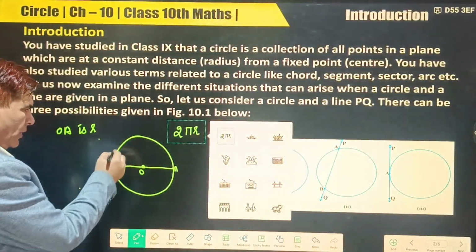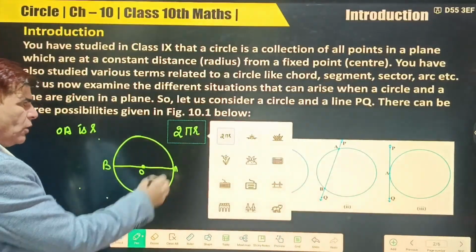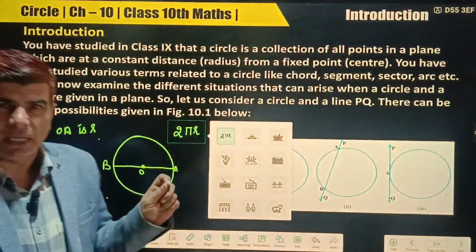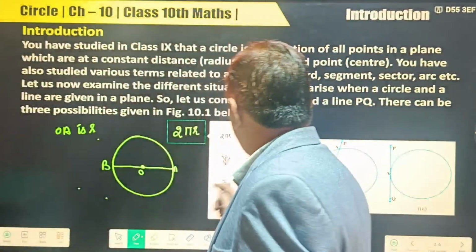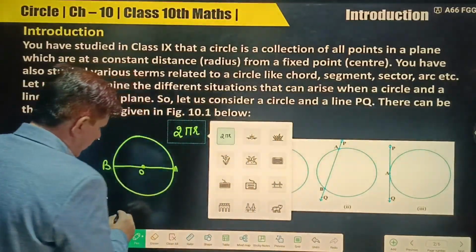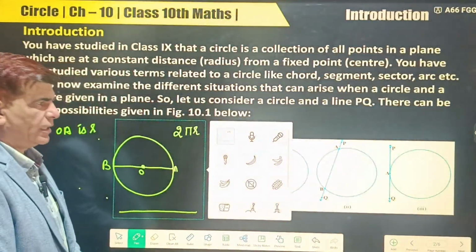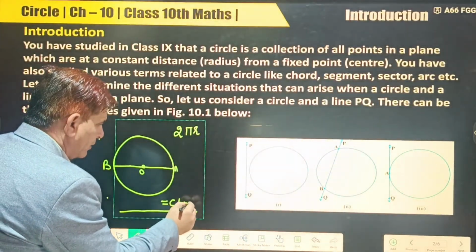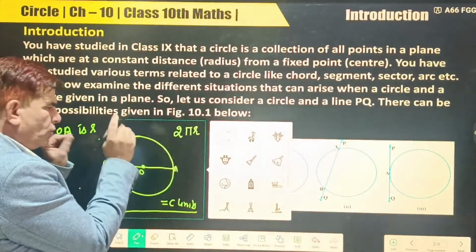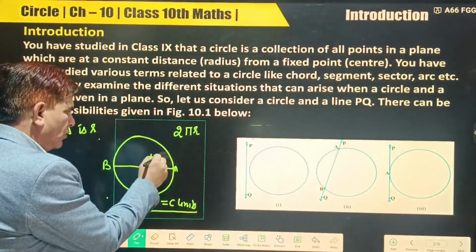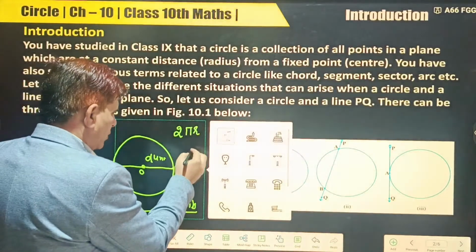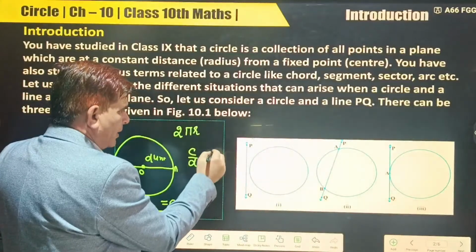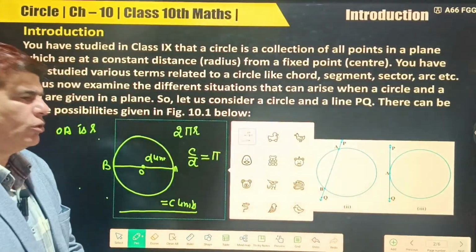We take a thread and paste it on its boundary, or we can say circumference. Then take out that thread and measure its length. Let us say the length is C units. Measure this AB also, AB equal to D units. If we find the ratio C by D, that is always equal to pi.